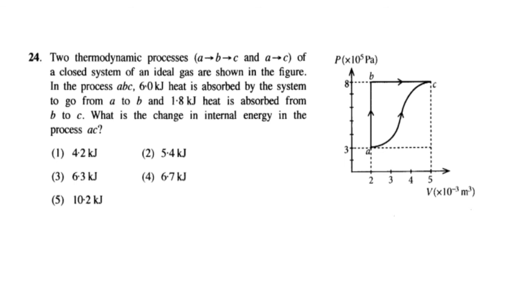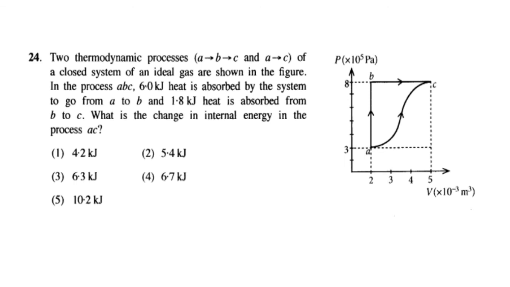Then delta W is 2.4. Delta Q is 7.8. Delta W is 2.4. Then delta U is 5.4. The answer would be 2. Let's see why it is.